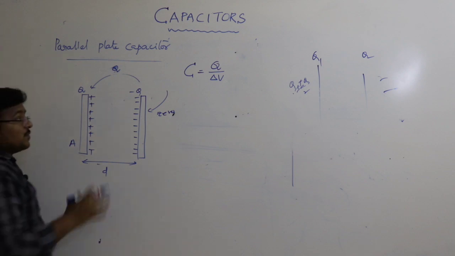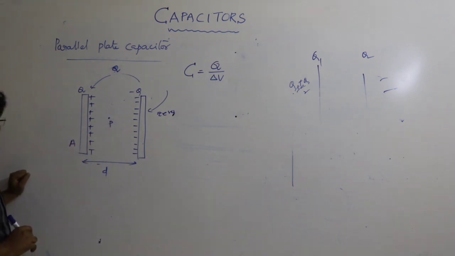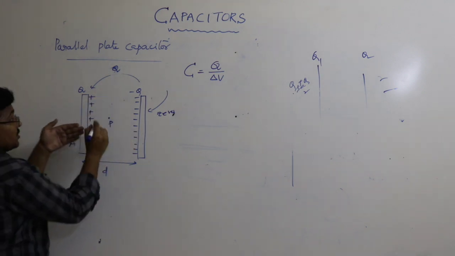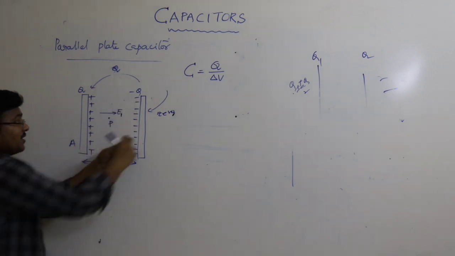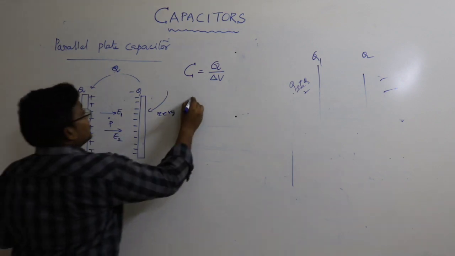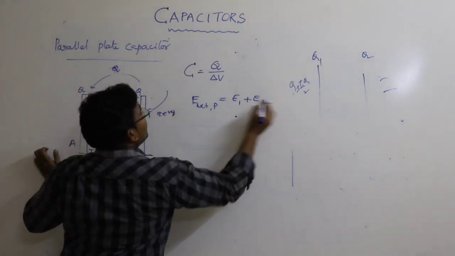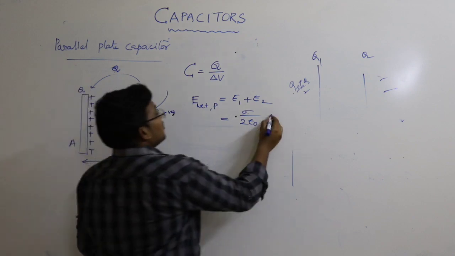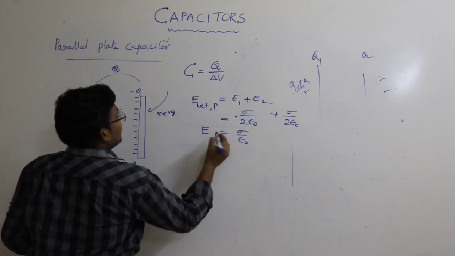Now what is the potential difference? Before going to this, if I take a point P here, what is the electric field due to this plate? This plate will push the test charge at P, so the electric field will be in this direction. The negative plate will attract the test charge, so its field is also in the same direction. So what is the net electric field at point P? E1 plus E2, where E1 is sigma by 2 epsilon naught and E2 is also sigma by 2 epsilon naught, so the total becomes sigma by epsilon naught. This is the electric field.